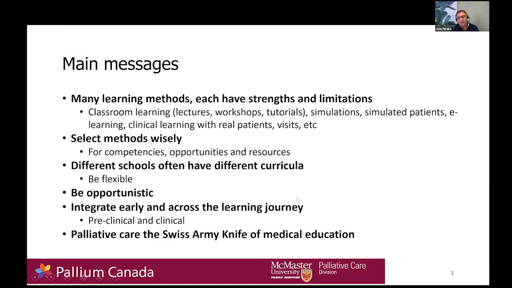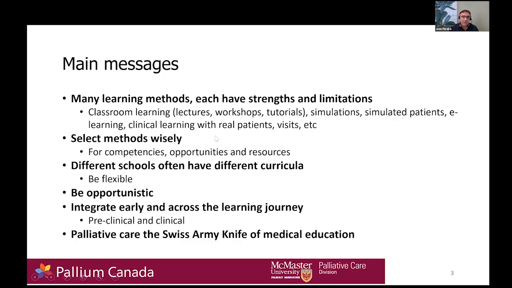some take-home messages. So the main messages, for the context of the presentation, are that there are many different learning methods, and all of them have their strengths and limitations. That's everything from classroom learning, and within classroom learning, there's a whole plethora of methods, as we all know: lectures, workshops, tutorials, simulations, simulated patients, etc. And in the area of e-learning, again, many different platforms and many different approaches that one can use. And I think it's extremely important that one selects the methods very wisely.